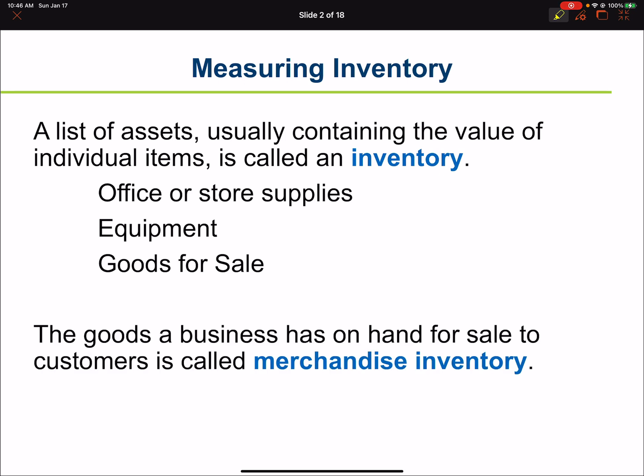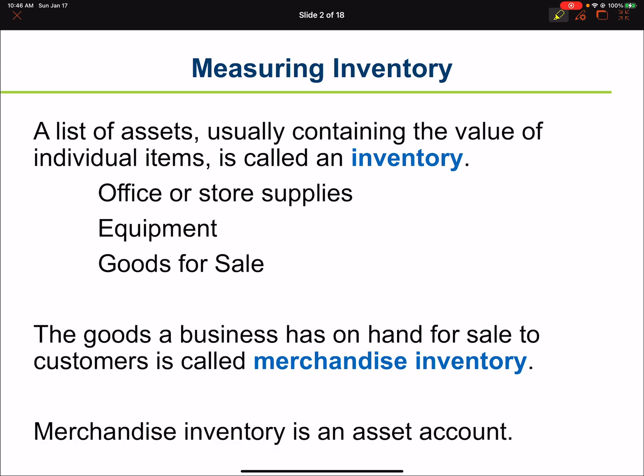The goods a business has on hand for sales to customers is called your merchandise inventory. Everything they buy and they're going to resell to their customers is called your merchandise inventory. Merchandise inventory is an asset account. Its value is recorded in the general ledger account titled merchandise inventory. And again, it's an asset account because it has value and it is something you own.